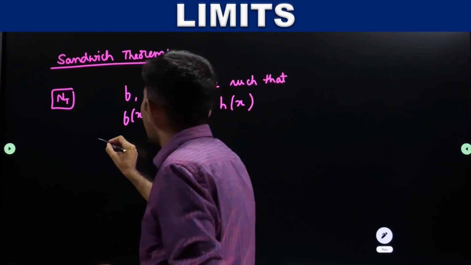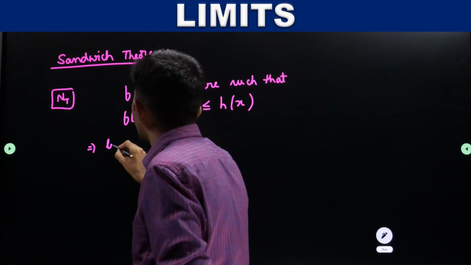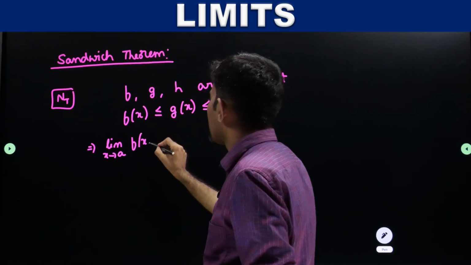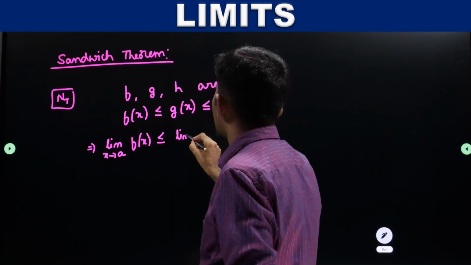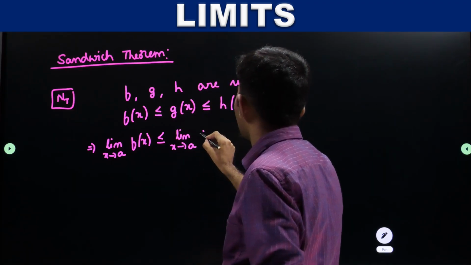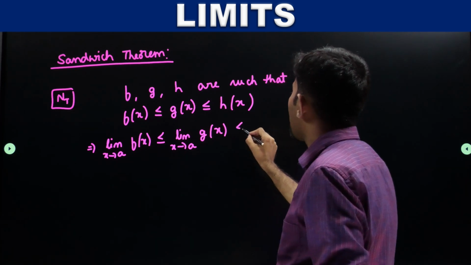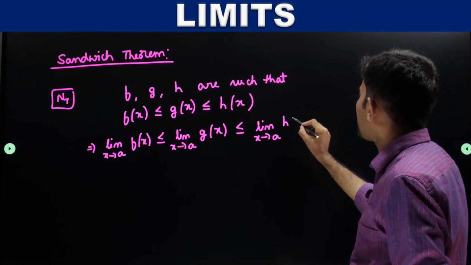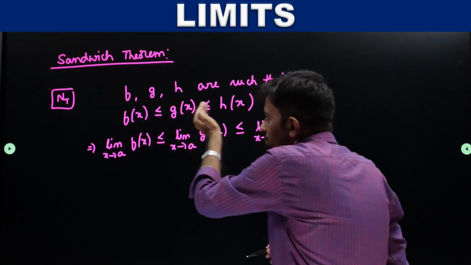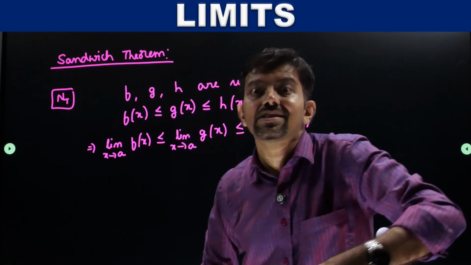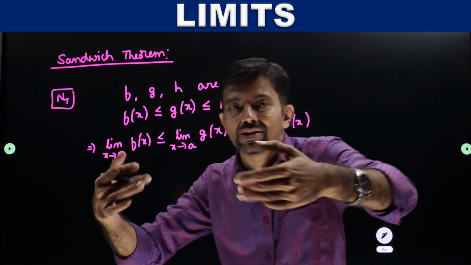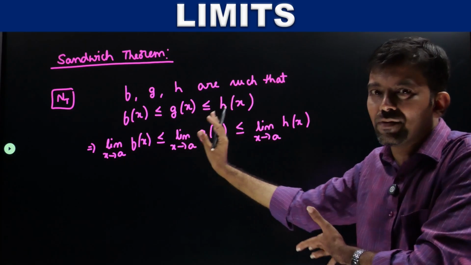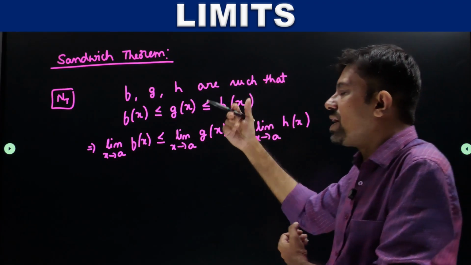Then this implies limit x tends to a of f of x is less than or equal to limit x tends to a of g of x, which is less than or equal to limit x tends to a of h of x. Even if you apply the limit, the inequality remains the same. For three functions f, g and h in this form, if you apply the limit x tends to a to each of these, the inequality still remains the same. This is a fundamental piece of information before learning the sandwich theorem.